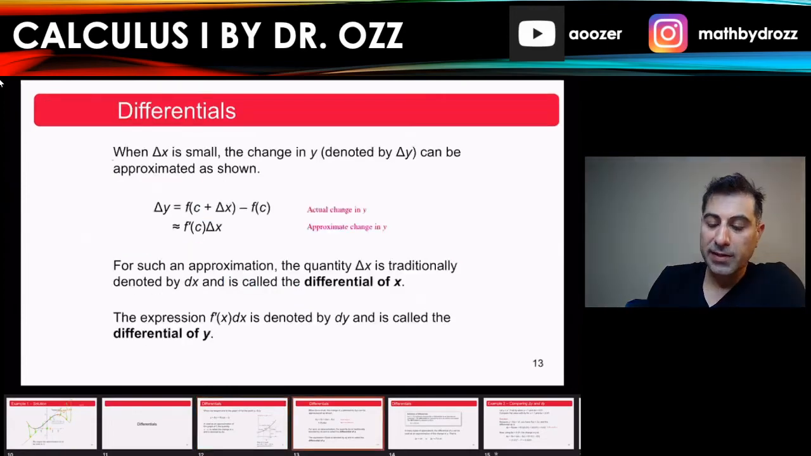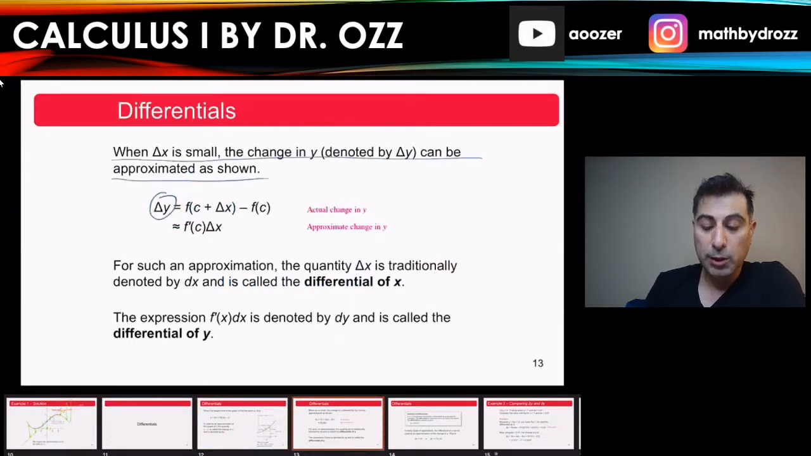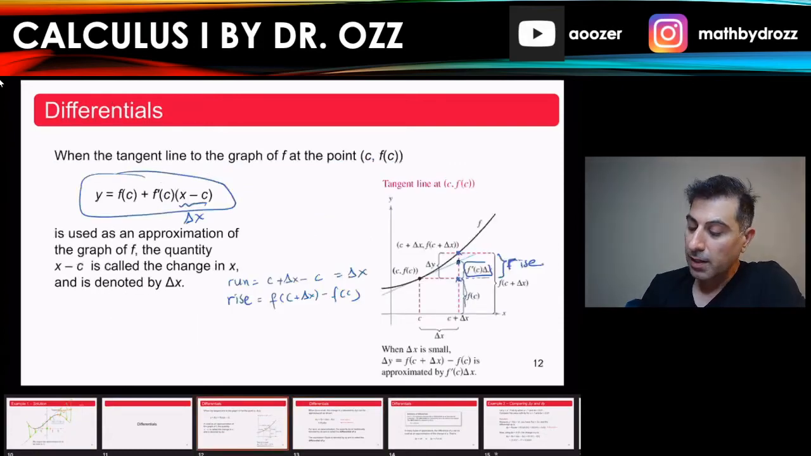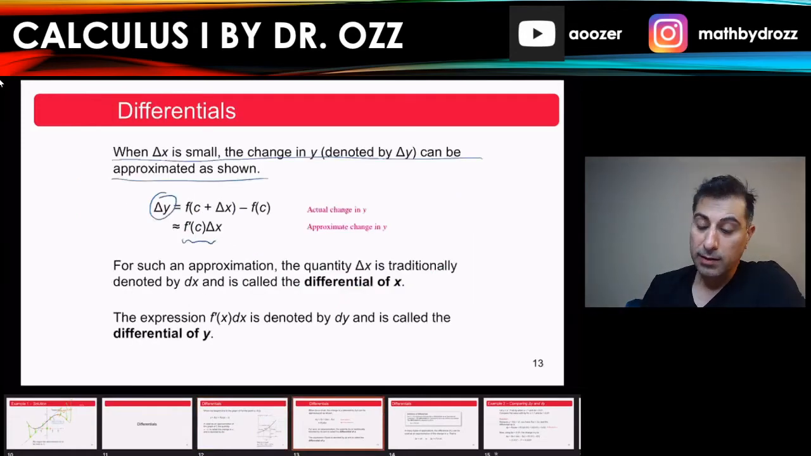So when delta x is very small, the change in y can be approximated as shown. Here we go. Rise is equal to, as I just said, f of c plus delta x minus f of c, and that is approximated by f prime of c delta x. So this difference here, f prime of c delta x, is the approximation. Okay, an approximation of what? Delta y, which is the actual change of y, and the approximation for that is f prime of c times delta x.